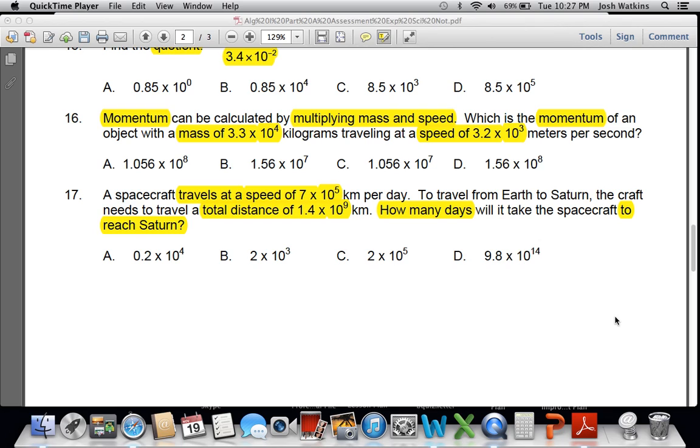So if a spacecraft travels at a speed of 7 times 10 to the 5th kilometers per day, if it needs to travel from the Earth to Saturn, it needs to travel 1.4 times 10 to the 9th kilometers. So how many days will it take to go from Earth to Saturn?